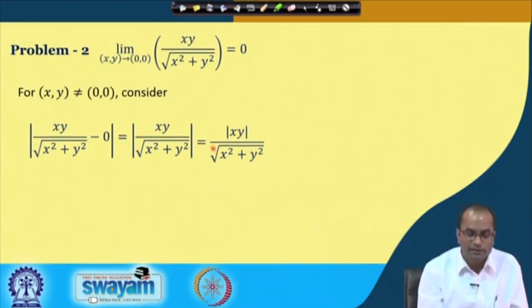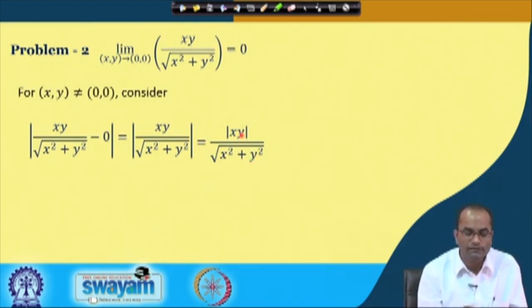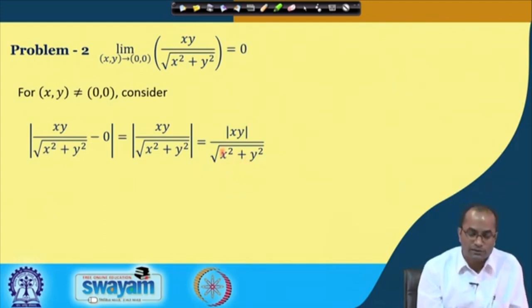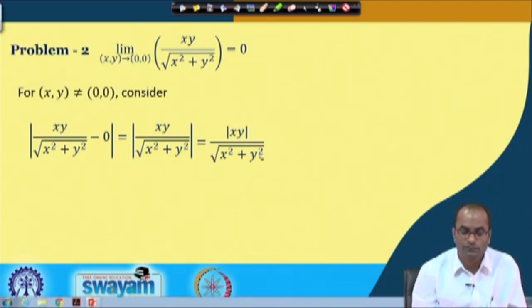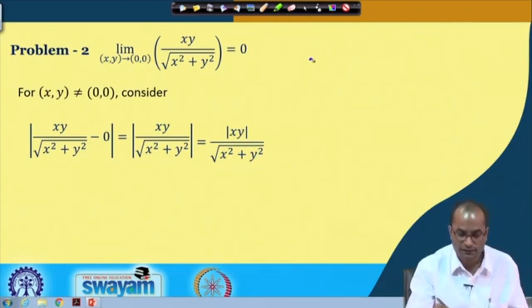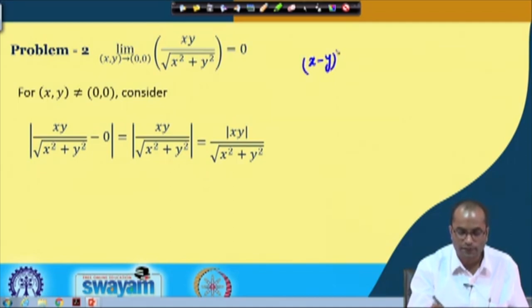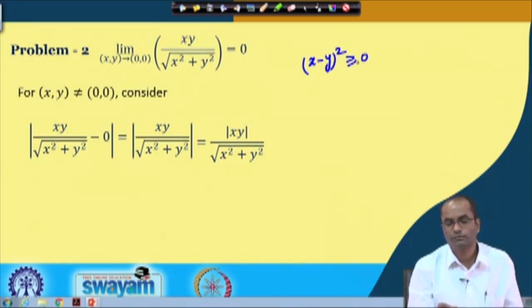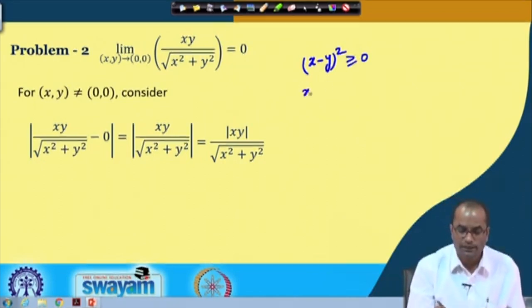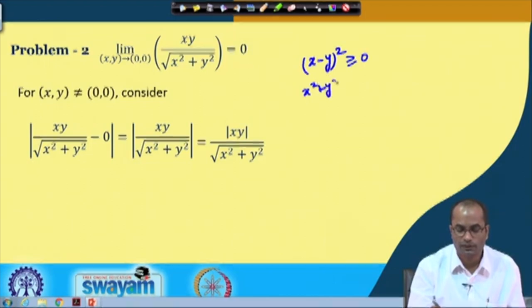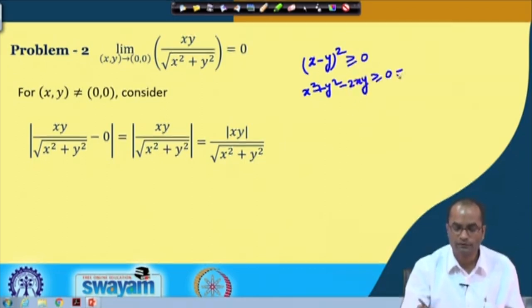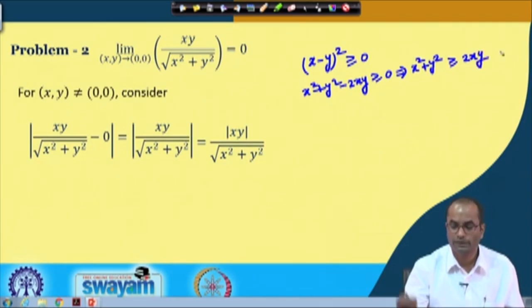And now the aim is the same: we want to write everything in terms of the neighborhood inequality, which in this case, because we have the 0, 0 point, will be the square root of x square plus y square. So we will convert this expression into the form of x square plus y square. We notice that x minus y whole square is always greater than or equal to 0 because of the square, and then we get x square plus y square minus 2 x y greater than or equal to 0, which implies that x square plus y square is greater than or equal to 2 x y.